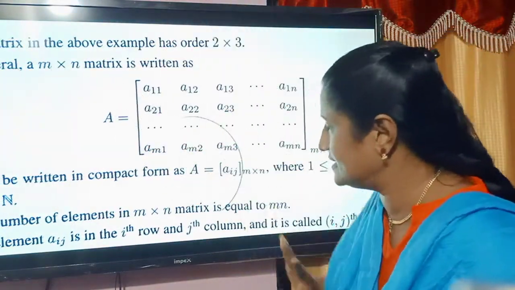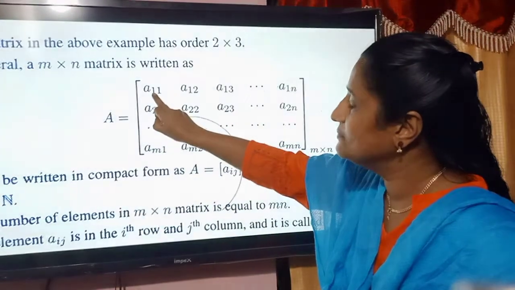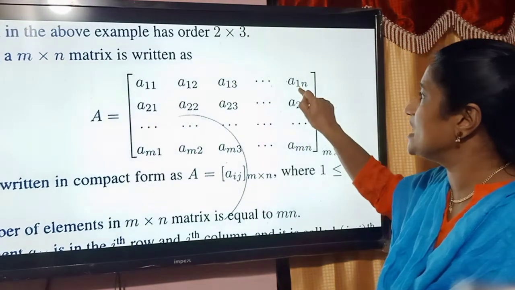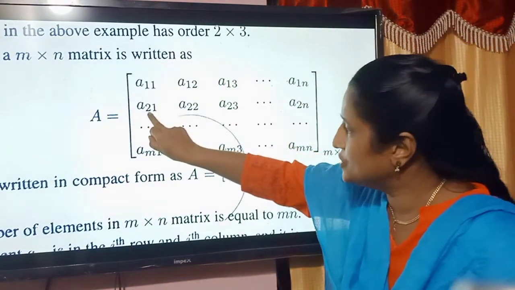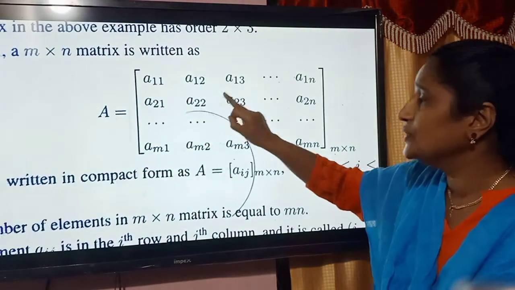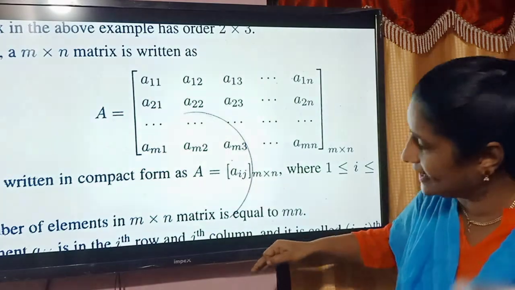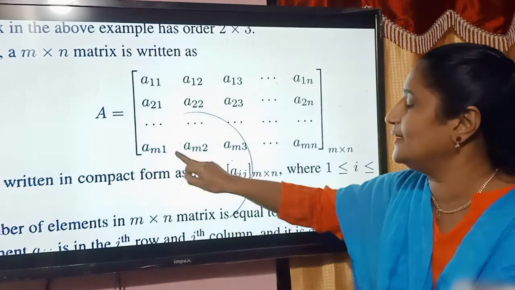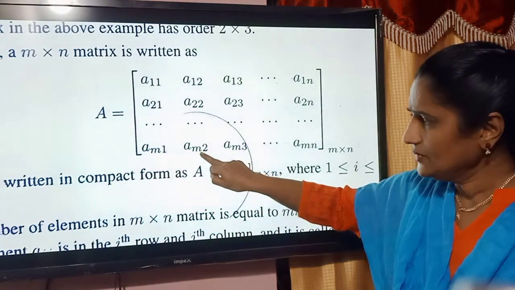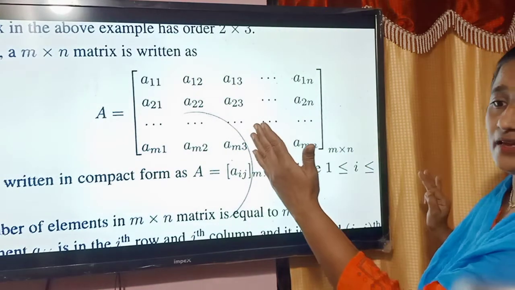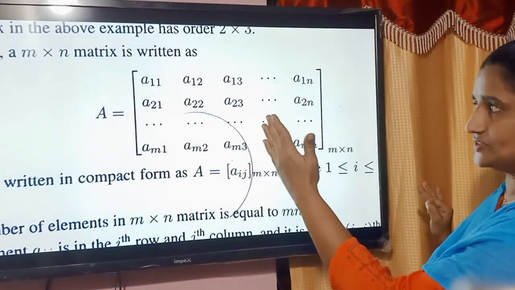So, let A be equal to A11, A12, A13, etc. up to A1n, then A21, A22, A23, etc. up to A2n, and so on. The last row must be Am1, Am2, Am3, etc. up to Amn. Now see, this is the general form of a matrix.